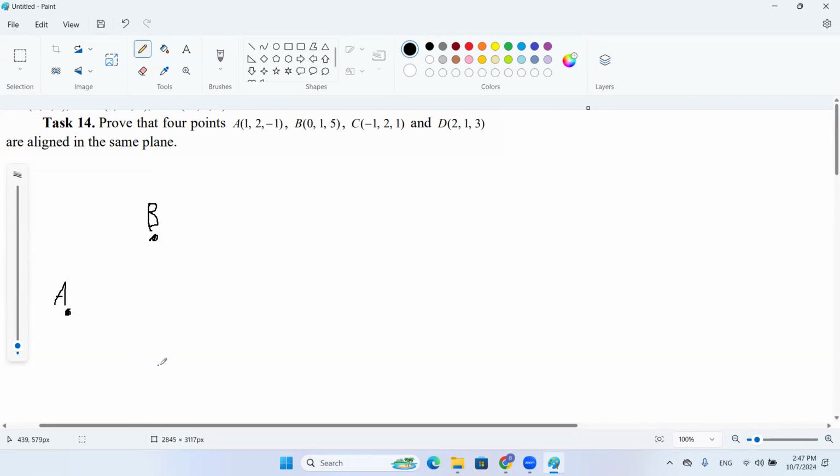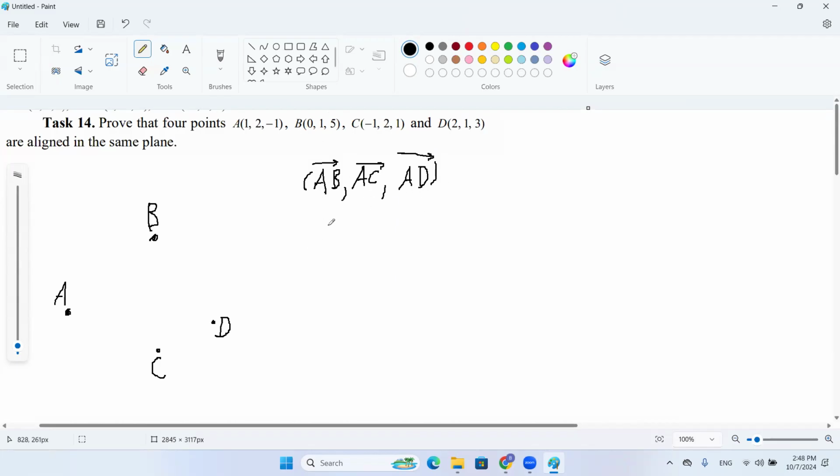Okay, but here is attention. A, B, C, and D are just points, not vectors. So the triple product is correct, but you are missing something big. Firstly, we should find the vectors. So we need to calculate the triple scalar product of these vectors AB, AC, and AD. You can choose other points, but all of them must go from only one point.